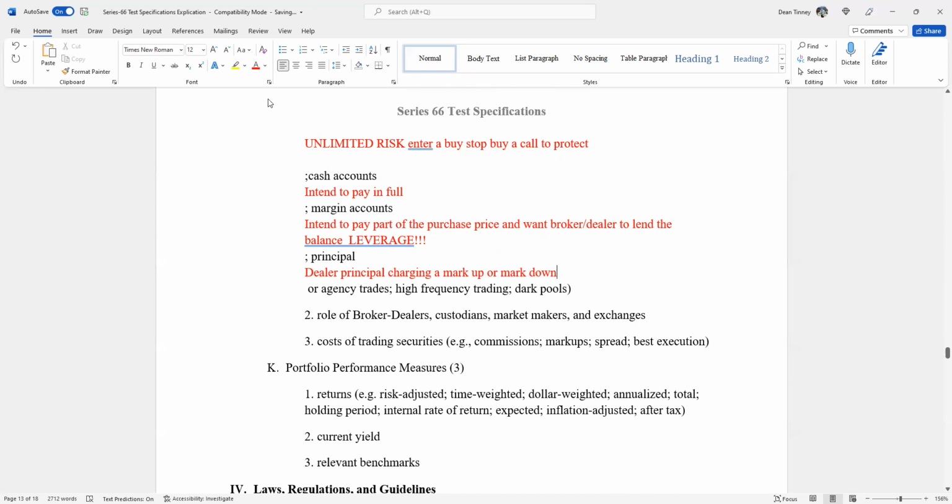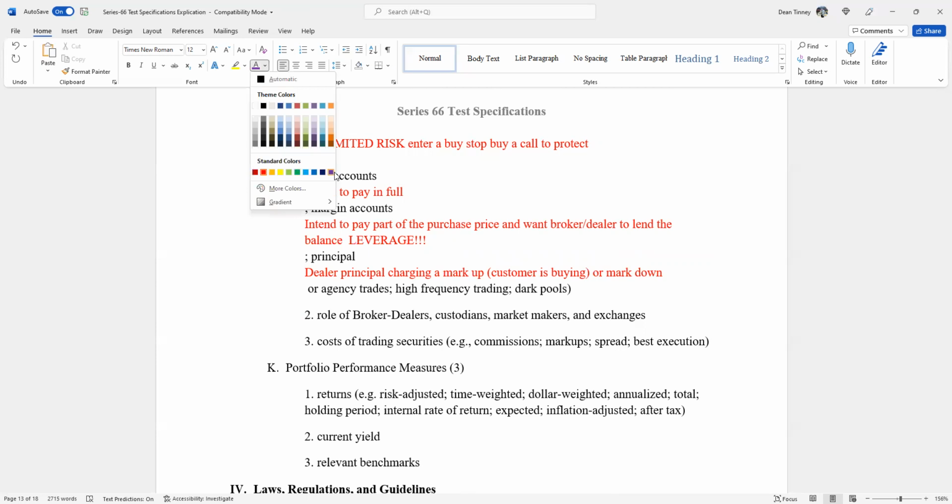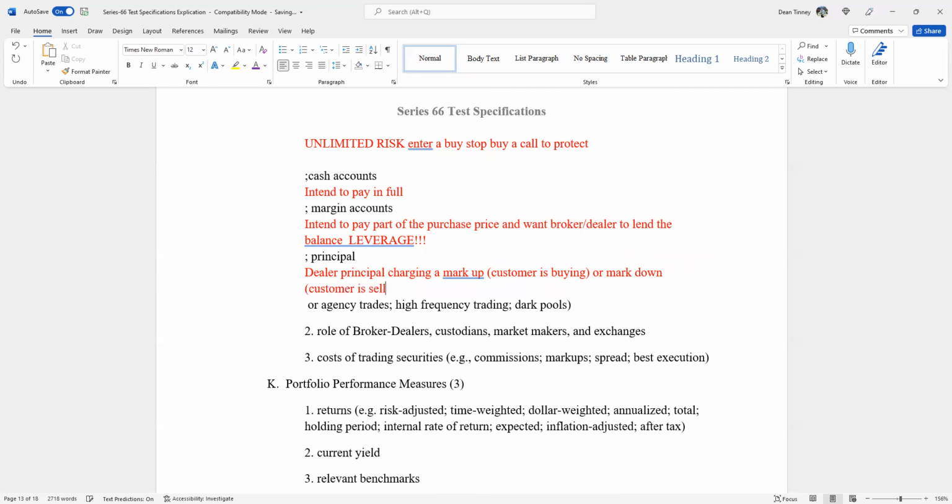And again, I'll just put that in different colors here. So in my example of Goldman Sachs, if they're charging a markup, that means the customer is buying. I'm sorry, I was going to put that in a different color. It didn't seem to register there. Let's try it on this next one. Markdown. Customer is selling. And that'll be disclosed on every confirmation.